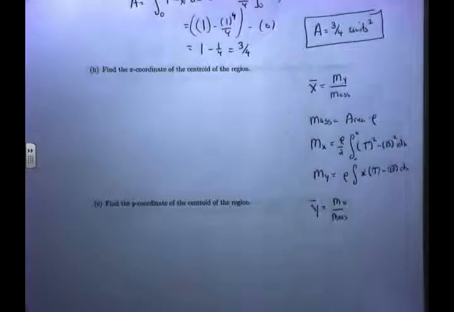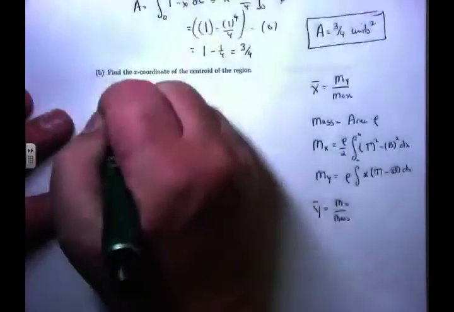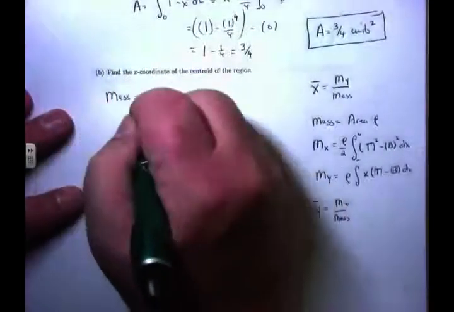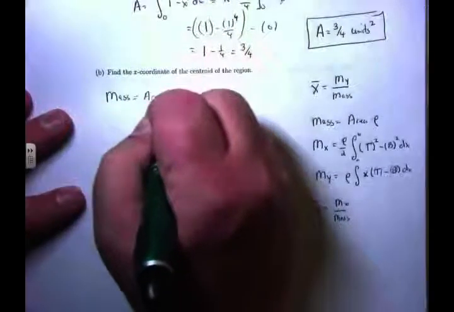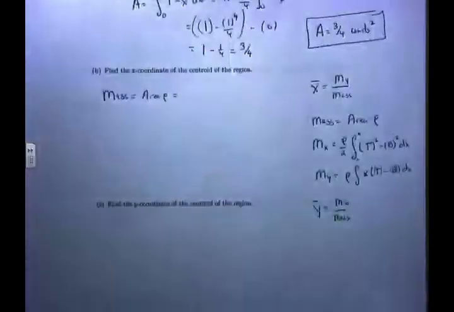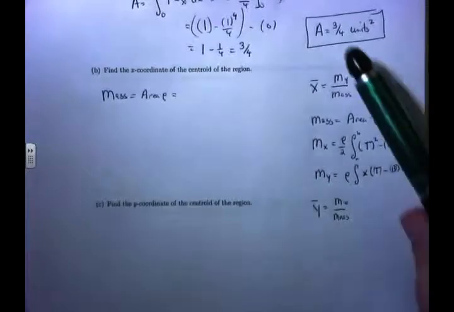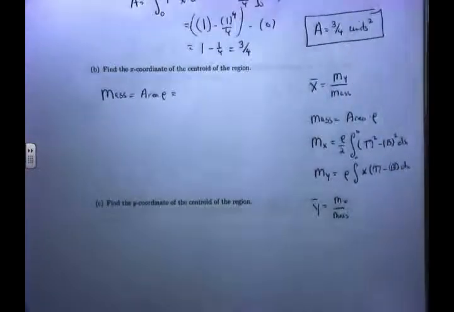All right, so here we go. The first one was easy. What's the mass? The mass is equal to area times rho. What was the area? Look up there, because this is what part A was all about, okay? So what's my area?